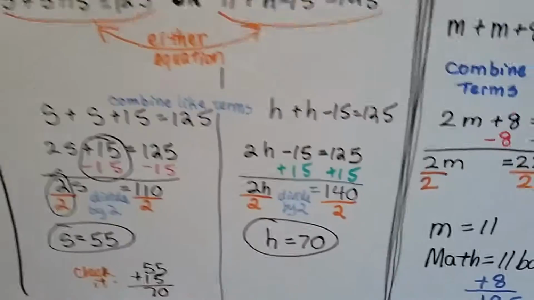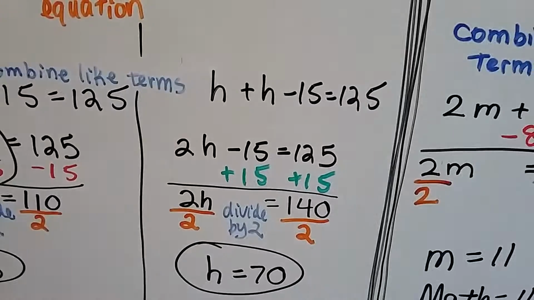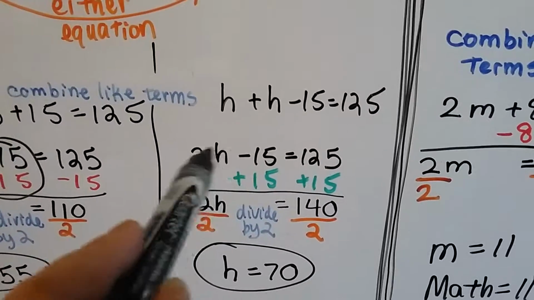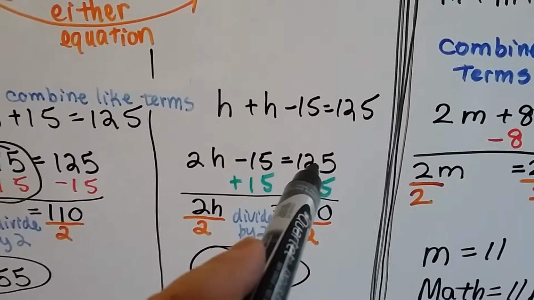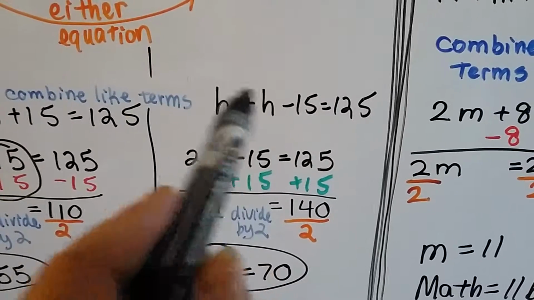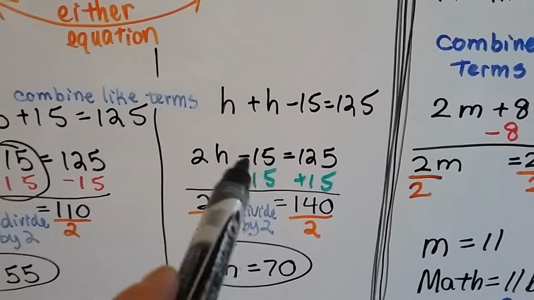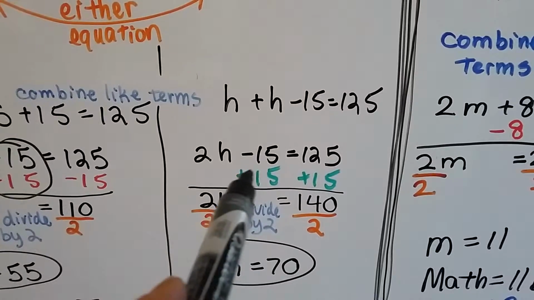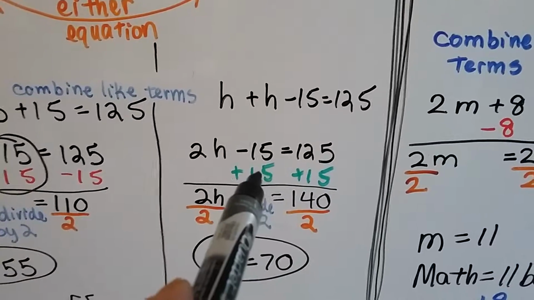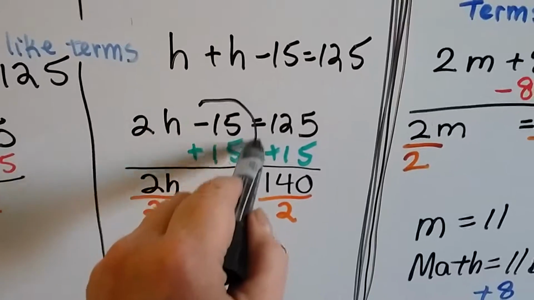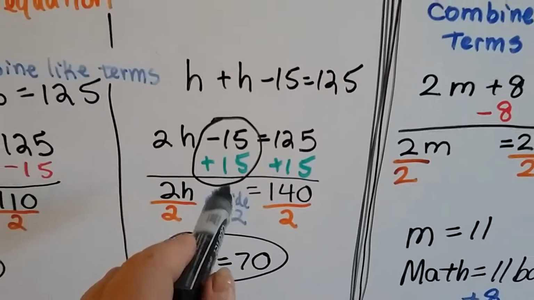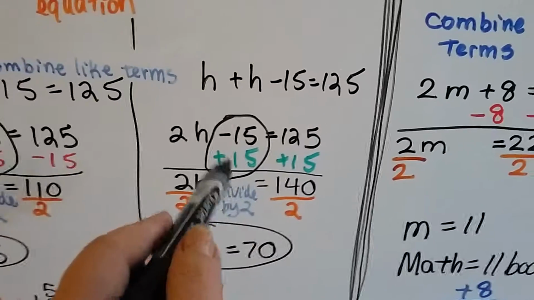All right, let's see what happens here. So we had 2H here minus 15 equals 125 because we combined the two H's, okay? So now because we subtracted 15 here, we need to add 15 as the inverse operation. And then that would get rid of this as a zero pair, because if you have 15 and you take away 15, you have 0, right?